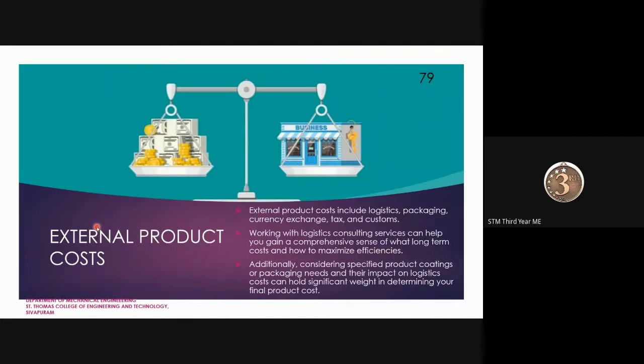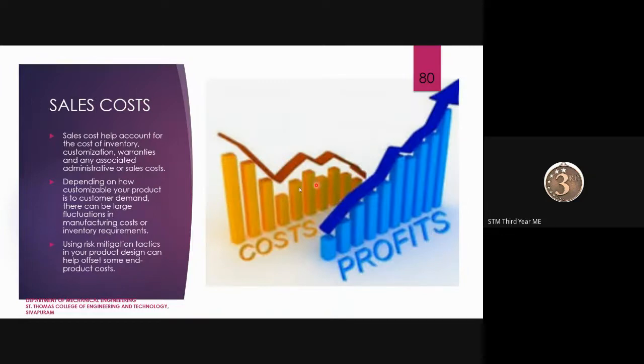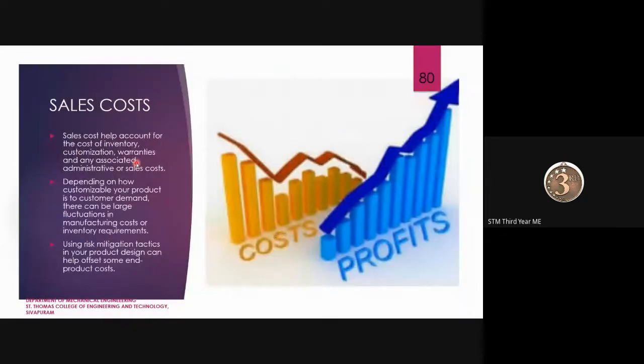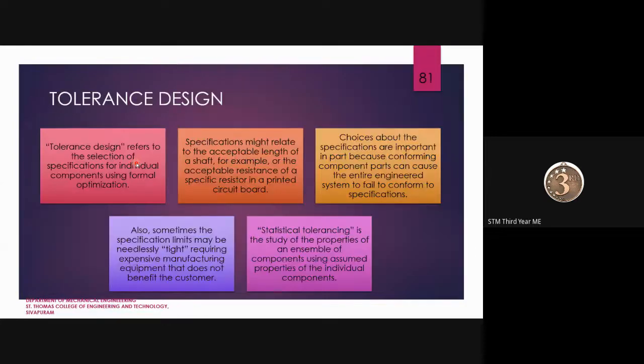So these are some of the non-recurring costs. Then comes external product cost, which includes logistics, packaging, currency exchange, tax and customs, and finally sales cost, which helps account for the cost of inventory, customization, warranties, and any associated administrative or sales cost. Okay, these are some of the costs incurred, or factors that affect the cost of the product.